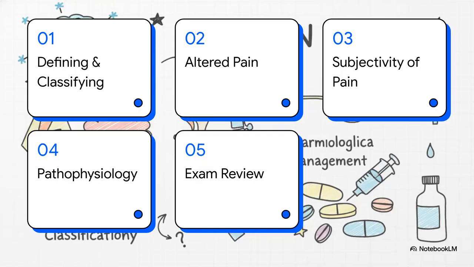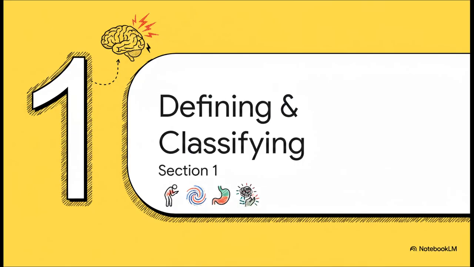Here's our game plan for today. First, defining and classifying pain. Second, altered pain and sensitization. Third, the subjectivity of pain. Fourth, the pathophysiology of chronic pain, and we'll wrap up with a rapid-fire exam review. Let's get to it. Section 1.